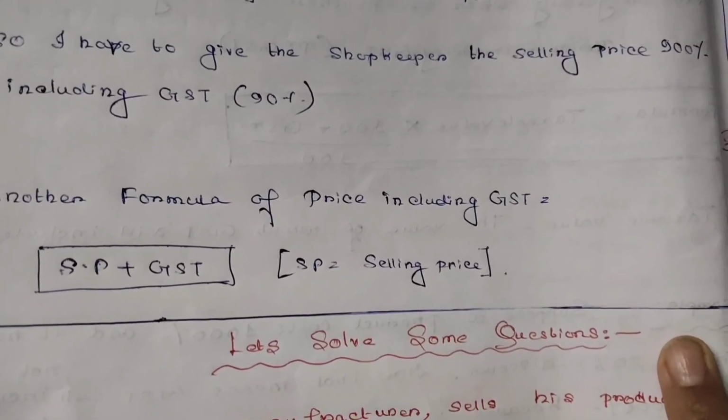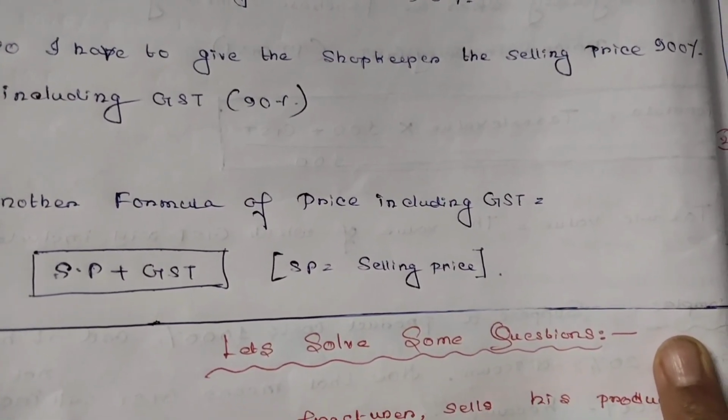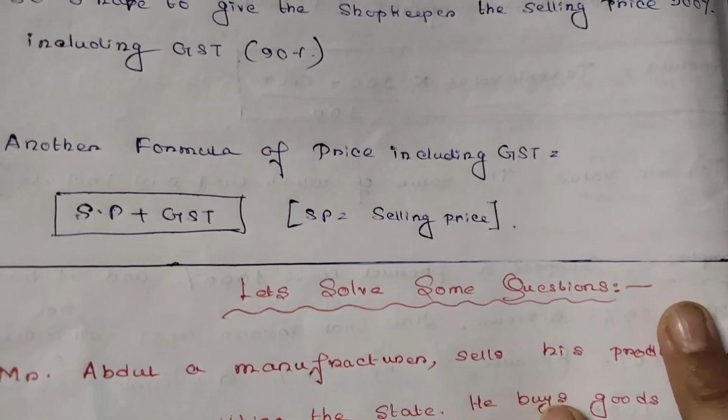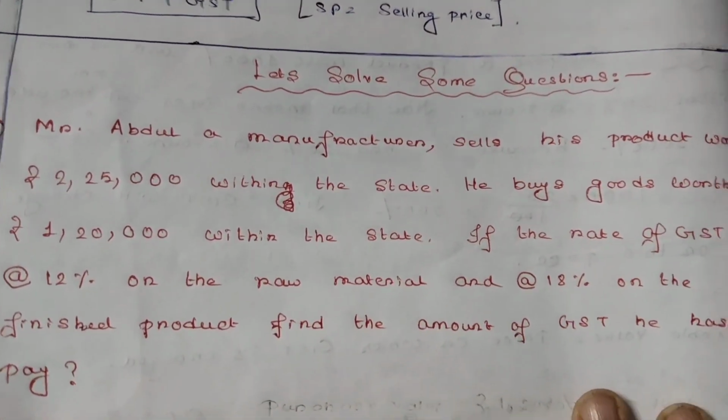Another formula: price including GST is equal to selling price plus GST. Now let's solve some questions.